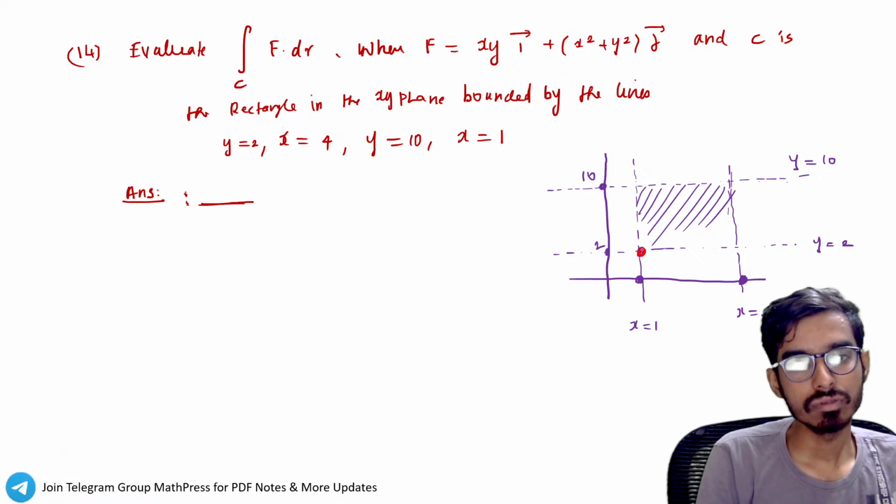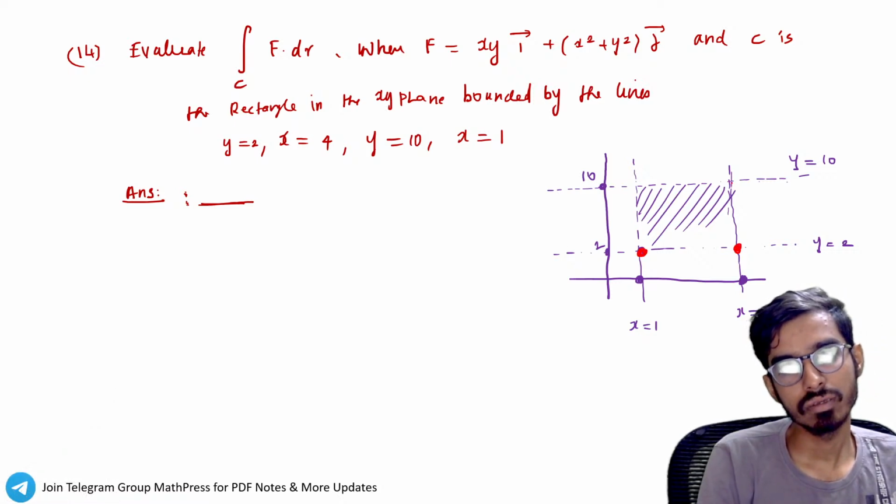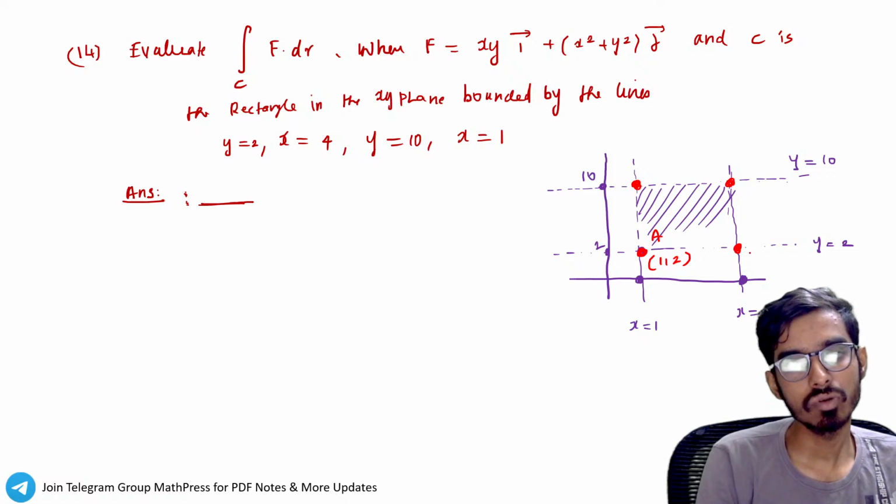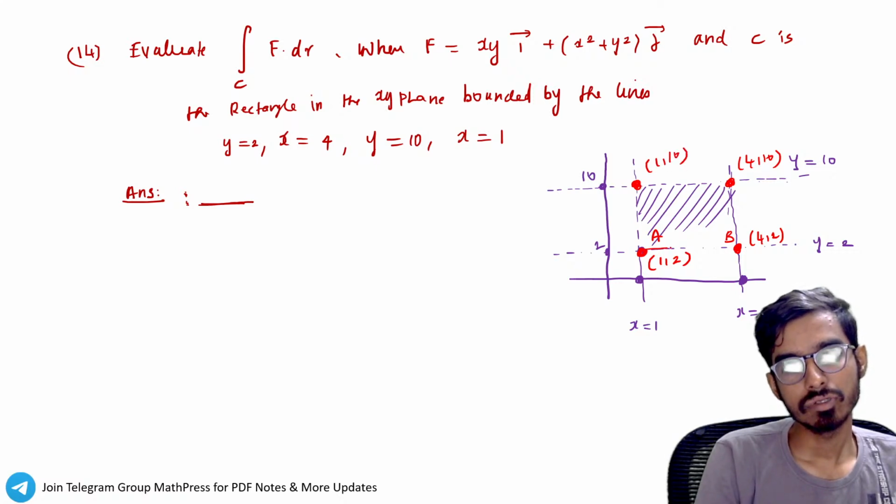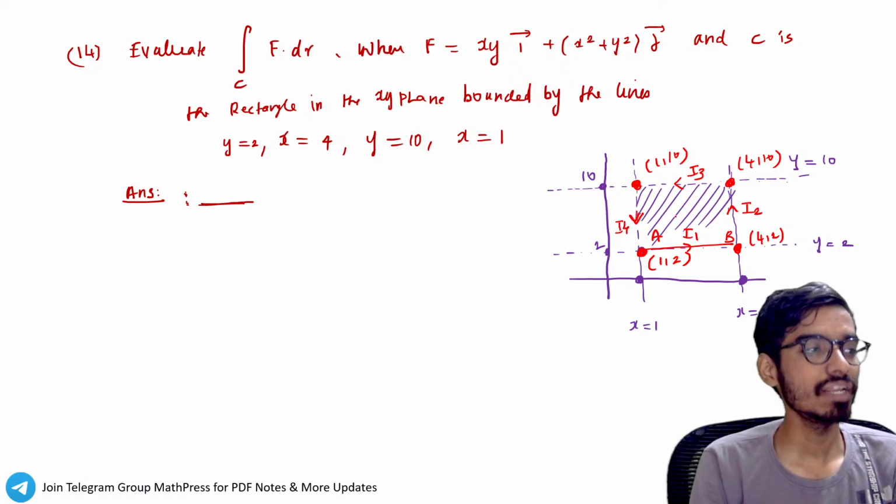Now you can do this, right? Call this A, B, C, D. So this point is 1, 2, and this point is 4, 2. And this point is 4, 10, and this point is 1, 10, right? So you call this I1, this is I2, this is I3, and this is I4. I have given you a lot of hints. We have done many problems based on this.